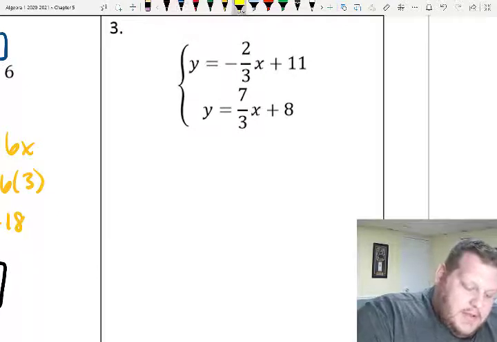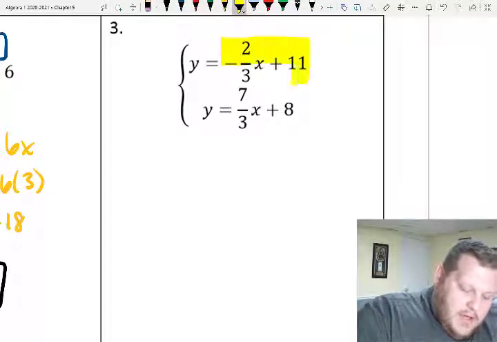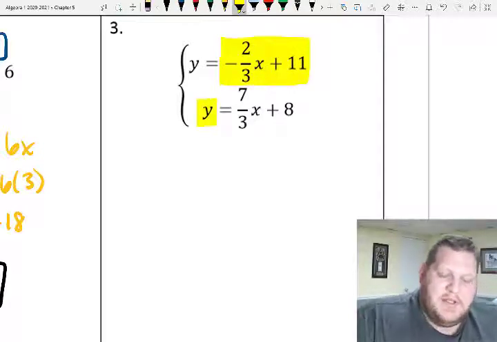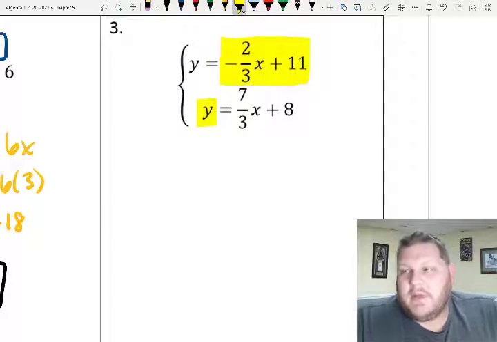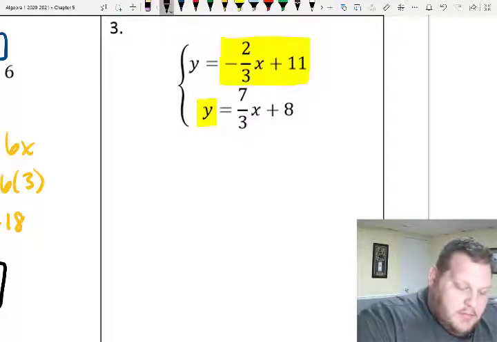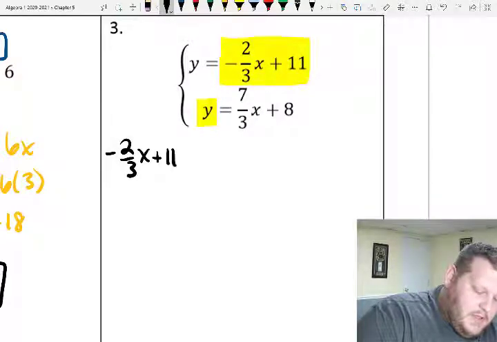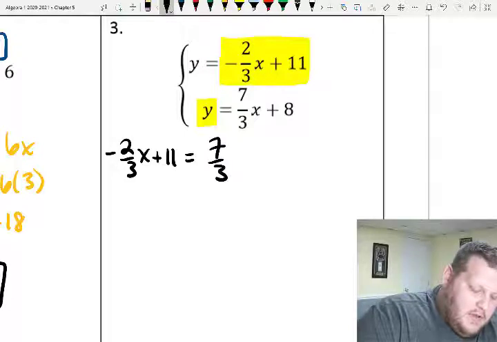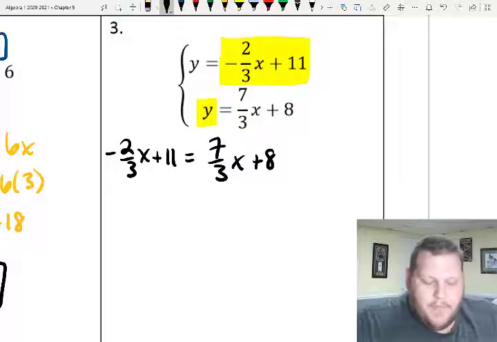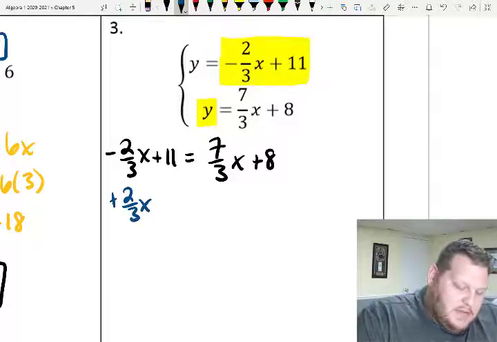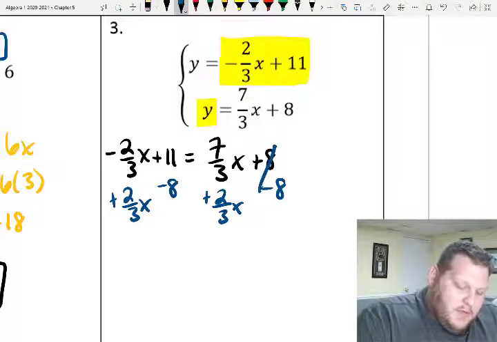I know that to start with, y equals negative 2/3 x plus 11. So if I replace this y value down there with negative 2/3 x plus 11, I can go ahead and solve. So that's negative 2/3 x plus 11 equals 7/3 x plus 8. So I'm going to go ahead and add 2/3 x on both sides, and I'm going to subtract 8 from both sides to move that away from there.